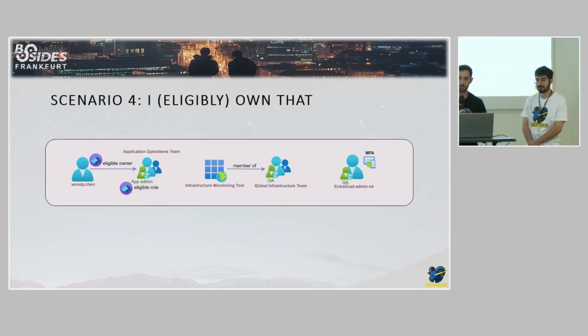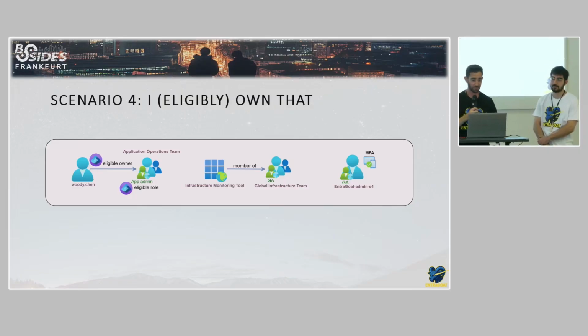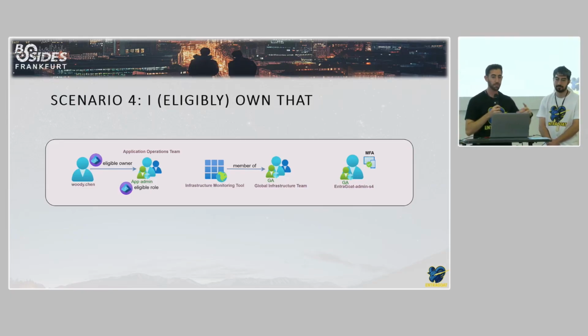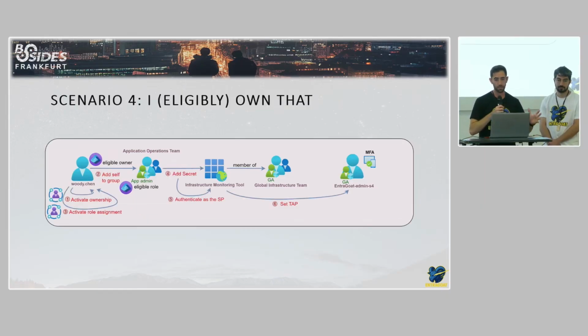Scenario number 4, again, very, very similar to scenario number 3, but we added another component to the mix, and that is PIM, which basically allows you to set a specific time or activation period in which you can activate a given role or ownership. So a low privilege user has eligible ownership over a privileged group, and the attack path looks like this. You activate the ownership.